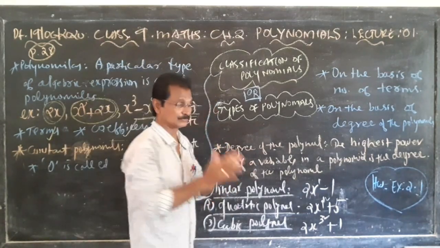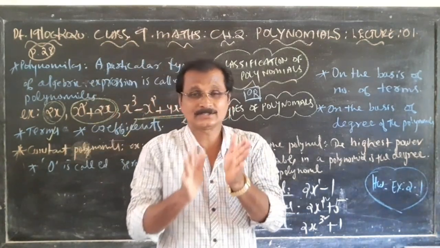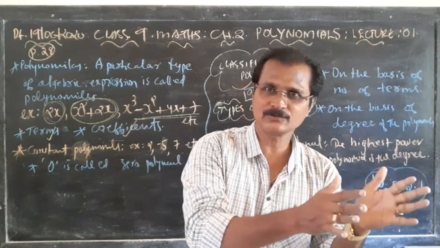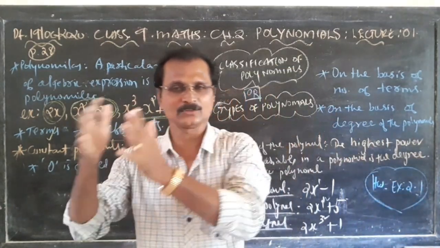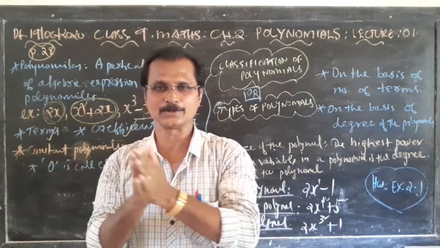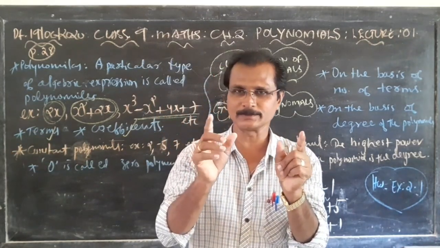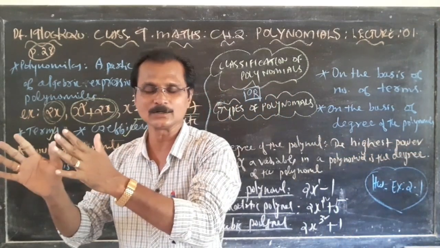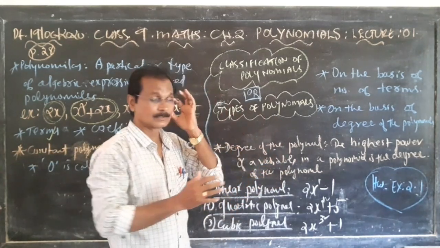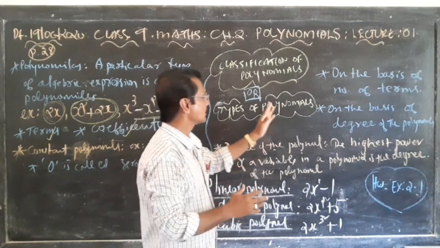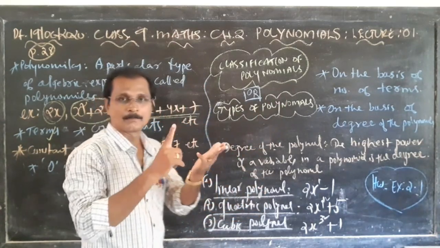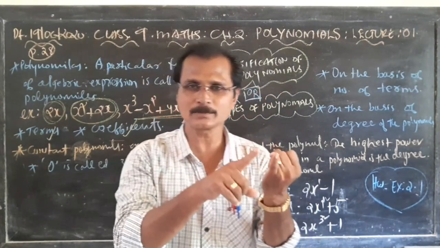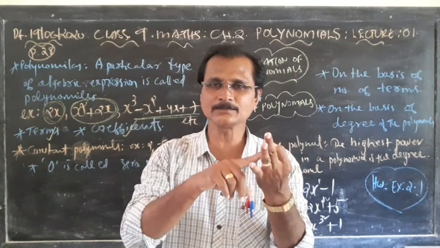Now the classification is very important. There are two types of classification: classification on the basis of the number of terms, and classification on the basis of the degree of the polynomial. According to the number of terms, the classification is monomial, binomial and trinomial. If there is one term, it is a monomial; two terms, binomial; three terms, trinomial.